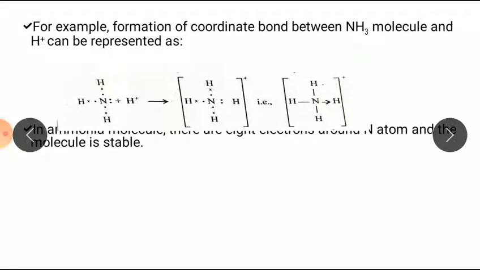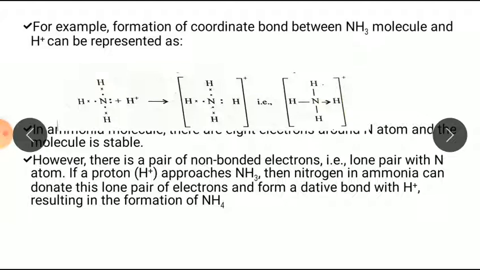In the ammonia molecule, there are 8 electrons. The molecule is stable. However, there is a pair of non-bonded electrons, that is a lone pair, on the nitrogen atom. If a proton H+ approaches NH3, then nitrogen in ammonia can donate this lone pair of electrons and form a dative bond with H+, resulting in the formation of the NH4+ ion.